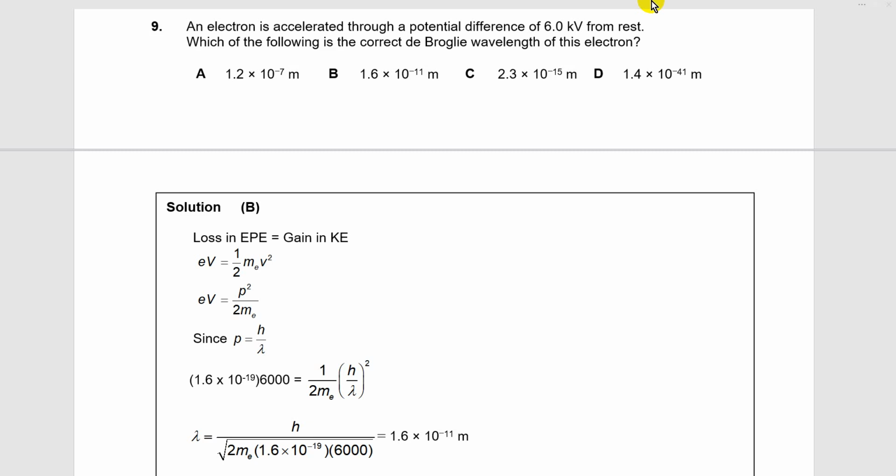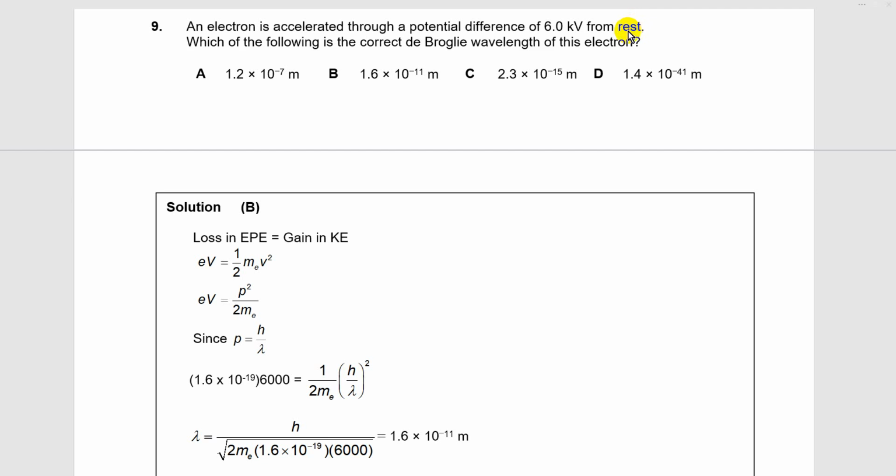Quantum 1, tutorial question number 9. Okay, here we have an electron. It's accelerated through a potential difference of 6.0 kilovolt from rest. Well, whenever we have an electron, let's say initially at rest, how do we give it some speed, some KE to the electron? How do we accelerate the electron?